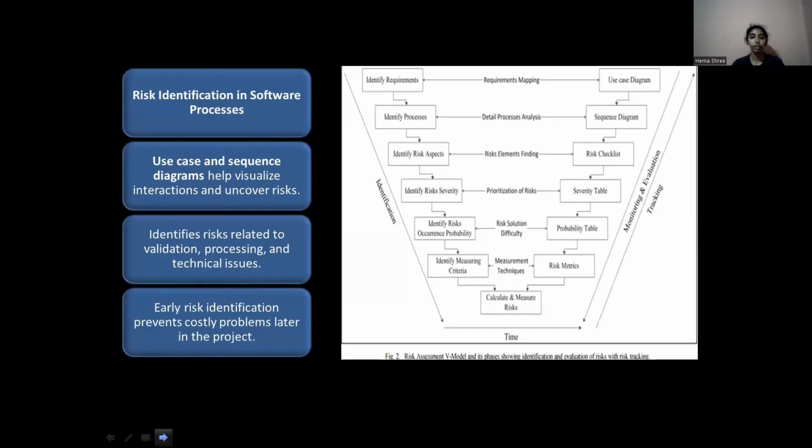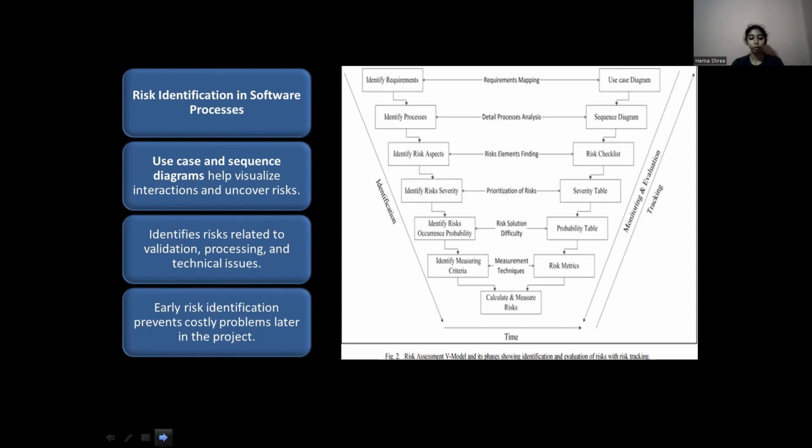Risk identification in the software process. By visualizing the software process flow, sequence diagrams help uncover technical risks like API connection failures or data synchronization issues. Identifying these threats early allows teams to address them before they escalate into significant issues that could delay the project or affect system performance.